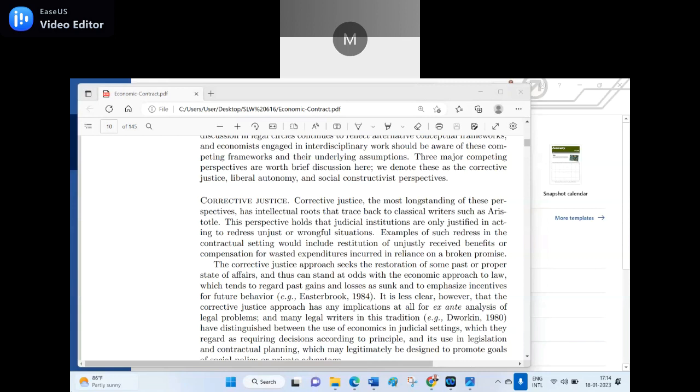And it seeks the restoration of some past or proper state of affairs that can stand in art with the economic approach to law. See here, the economic approach to law, number one, tends to regard past gains and losses as sunk and to emphasize incentives for future behavior.